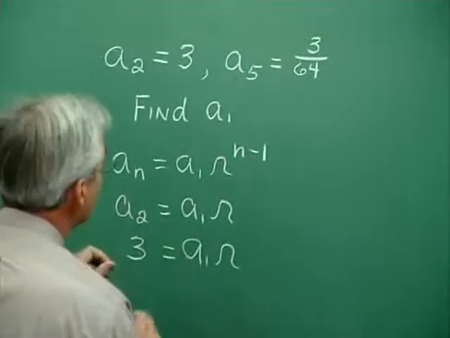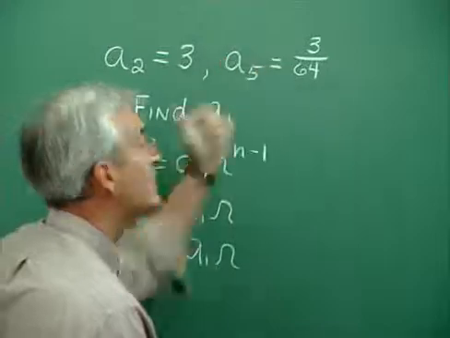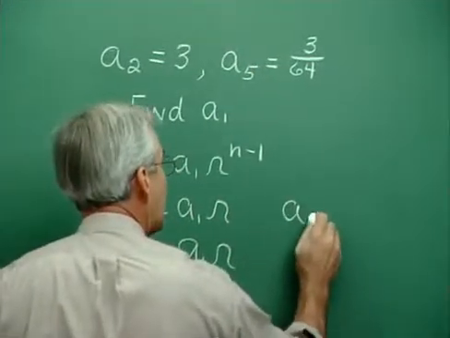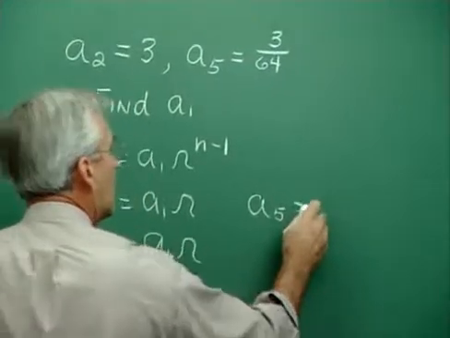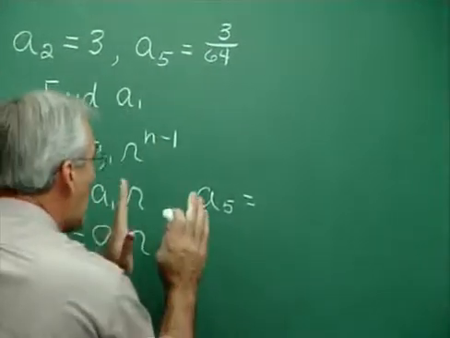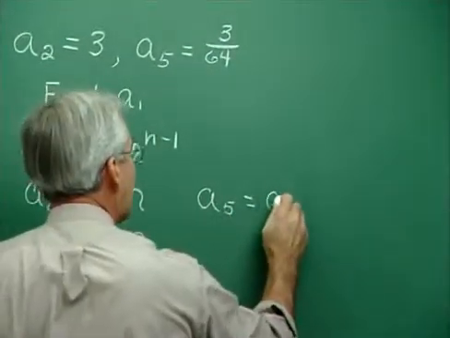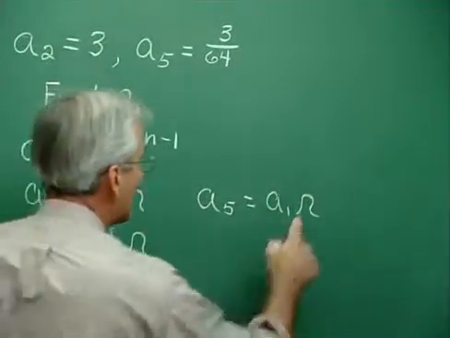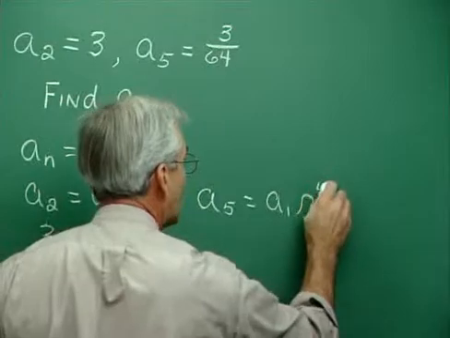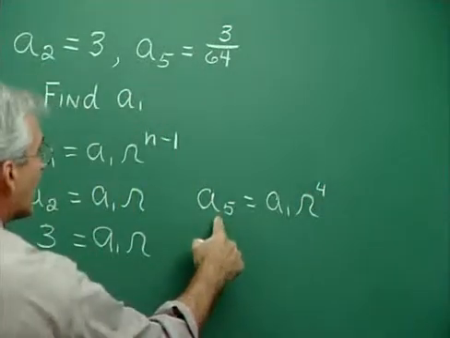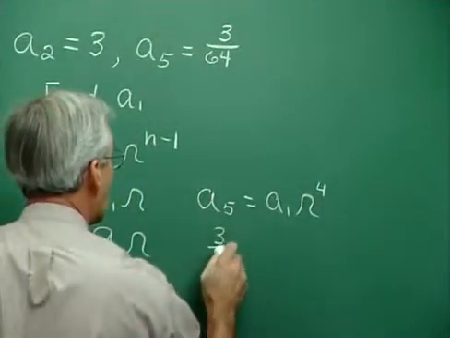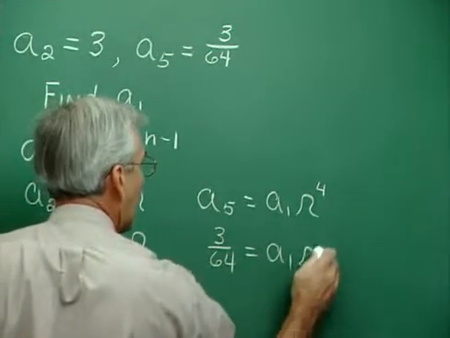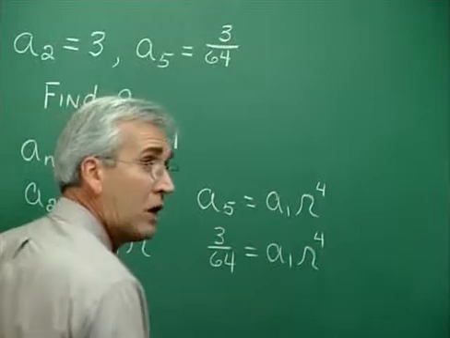Now, what information do we have knowing that a sub 5 is that fraction? Well, in a similar way to this situation, if a sub 5 is 3/64, and we know a sub 5 is found by taking a sub 1 and using the common ratio as a factor 5 minus 1 or 4 times. We're given the value of a sub 5 as 3/64. And away we go. Where are we going? Well, let's see.